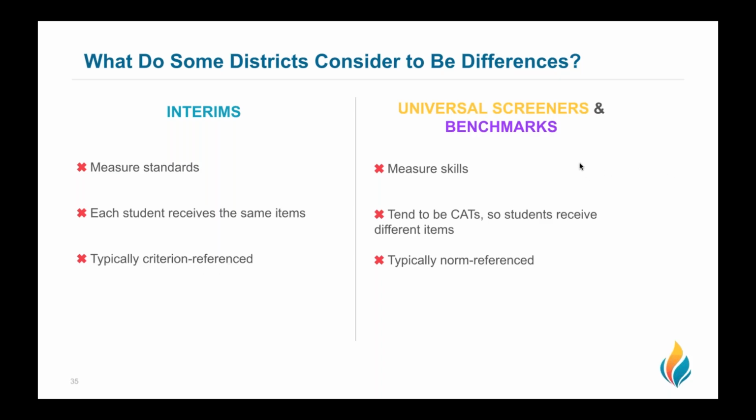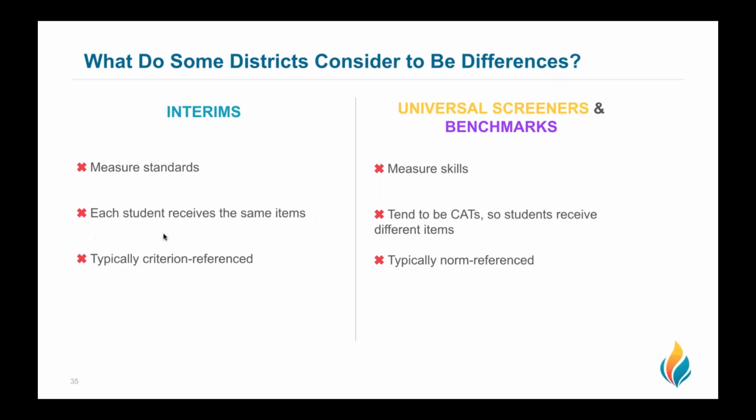And then universal screening, which sometimes we use for benchmarking, is all about measuring skills. They tend to be computer adaptive, although not in all cases, and particularly for your very young primary students, it may not be a computer adaptive assessment. But they tend to be computer adaptive, which means each student receives a different set of items because the item they receive is based on the response to the previous item. So if they got one wrong, it might move them to a lower level or a higher level, eventually honing in on their particular grade level.